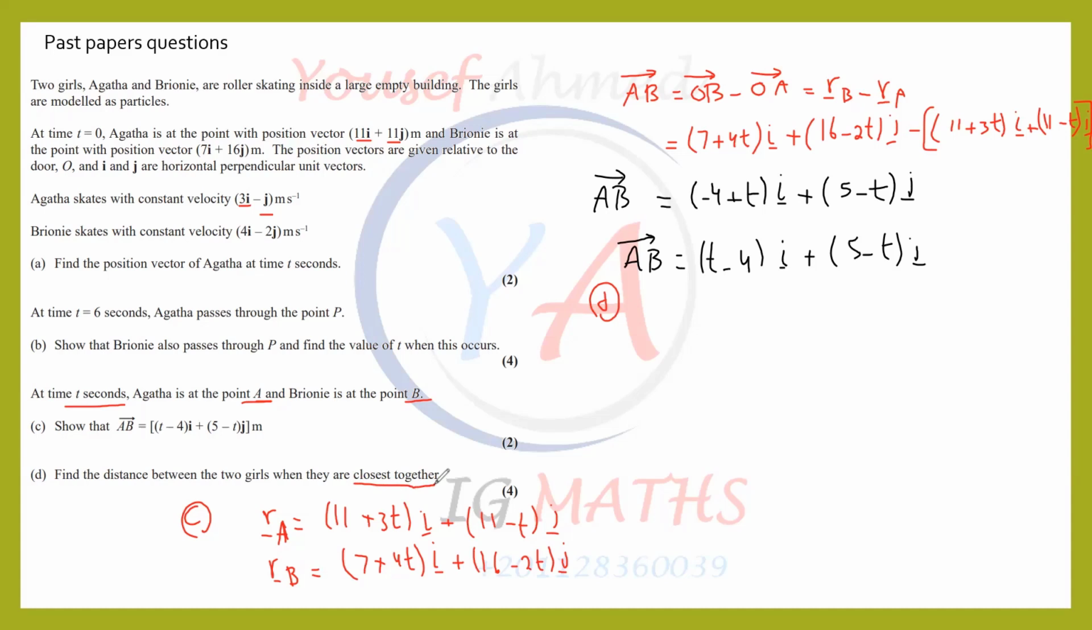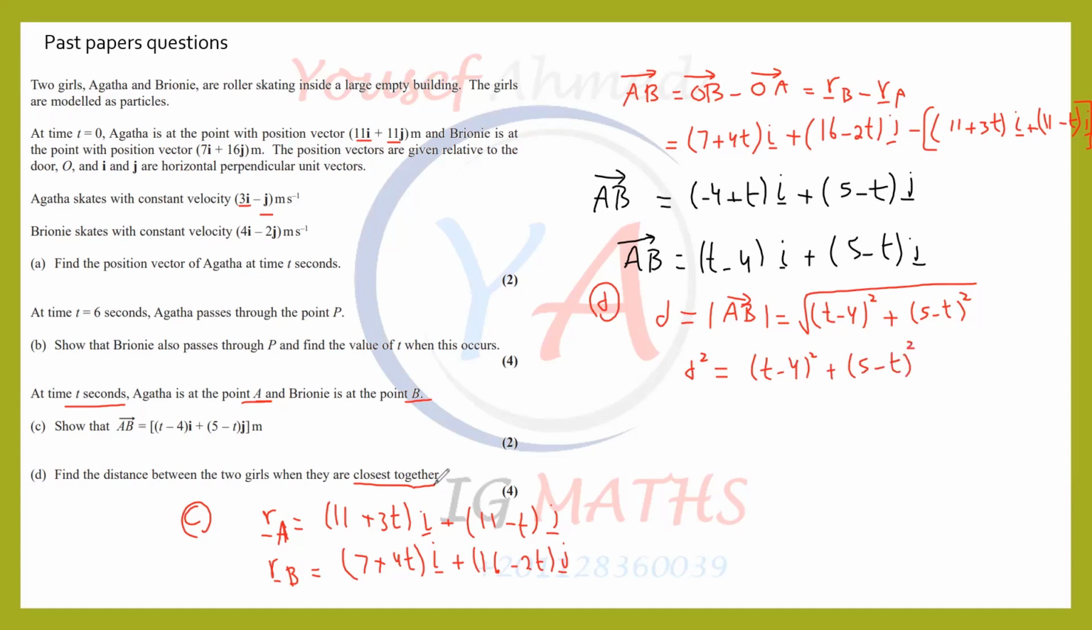So you can work now on the distance by getting the magnitude of the vector AB, because it's already the distance between the two girls. So it will be t minus 4 all squared added to 5 minus t all squared below a square root. You can keep it like Pythagoras: d squared is equal to t minus 4 squared added to 5 minus t squared.